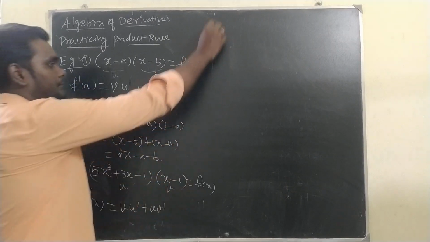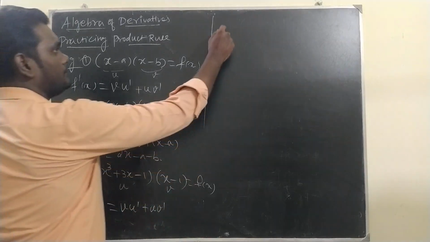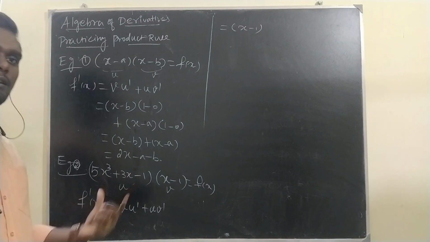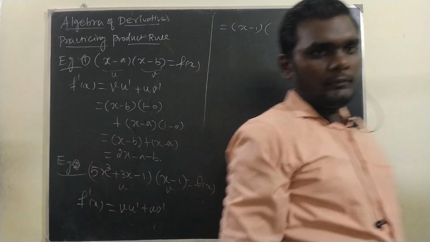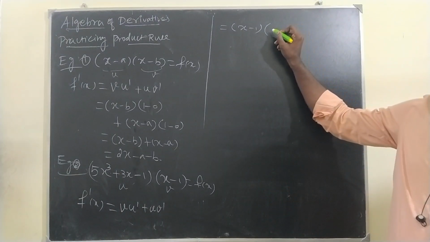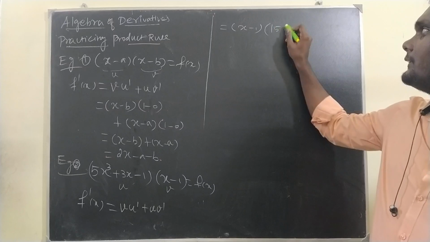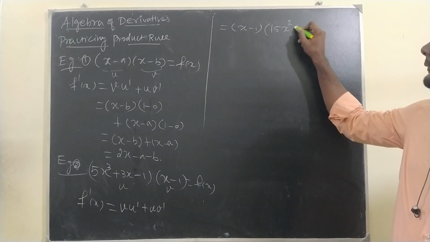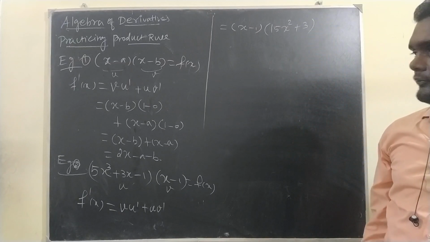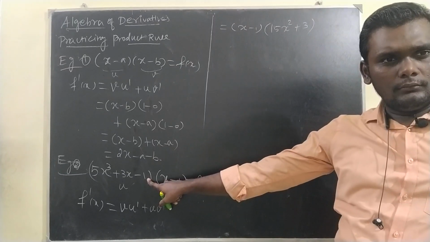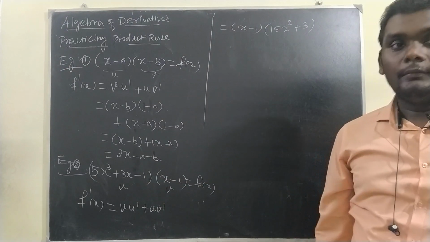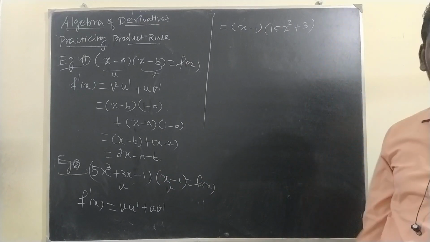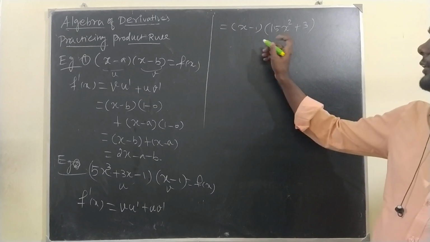Okay. Now v is what? X minus 1. U dash, derivative of this function. Yes. 15x square plus 3 minus 1, is it? Derivative of 1, constant. The derivative of a constant is 0. It will vanish. Okay. So, v u dash done.